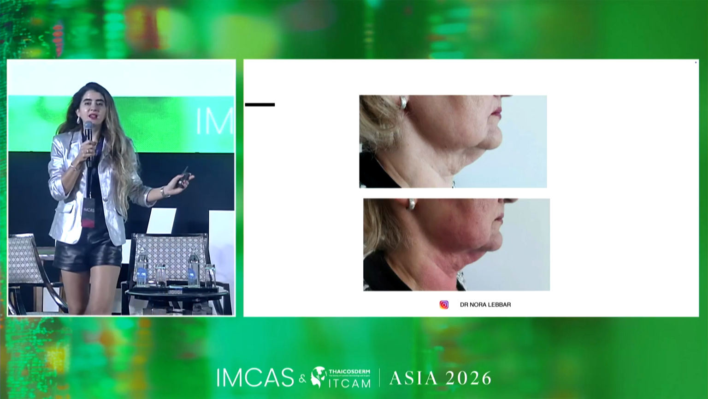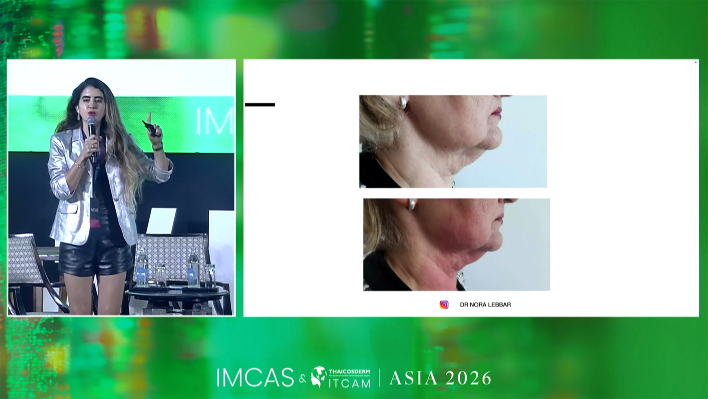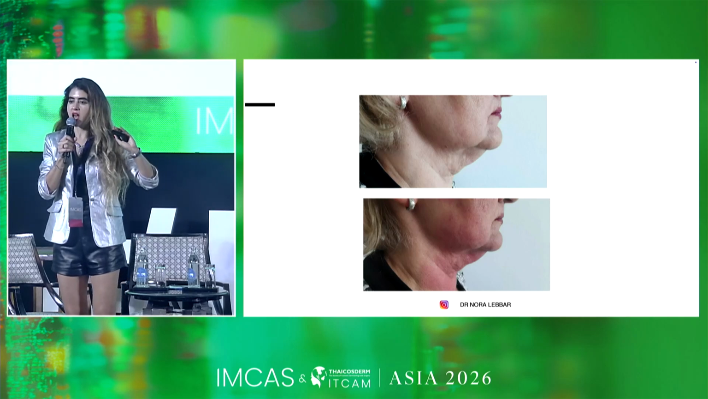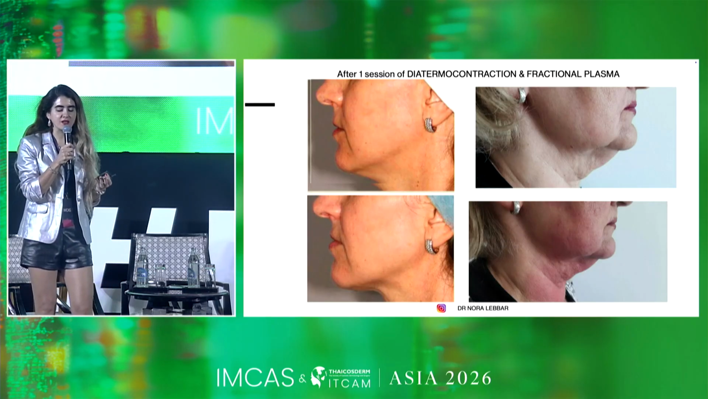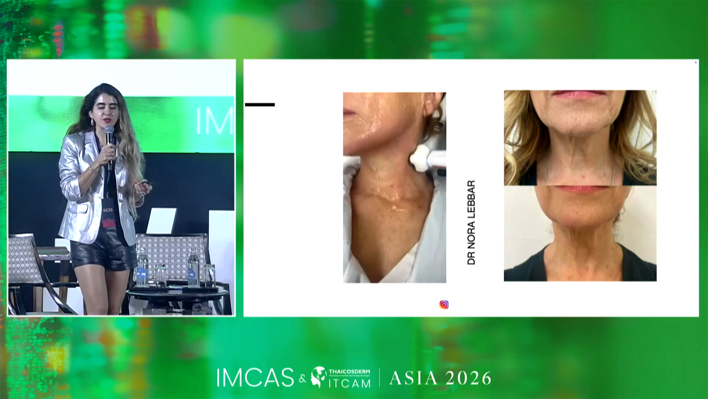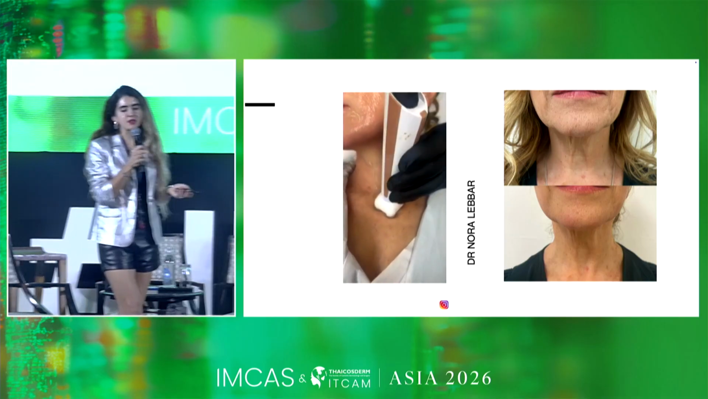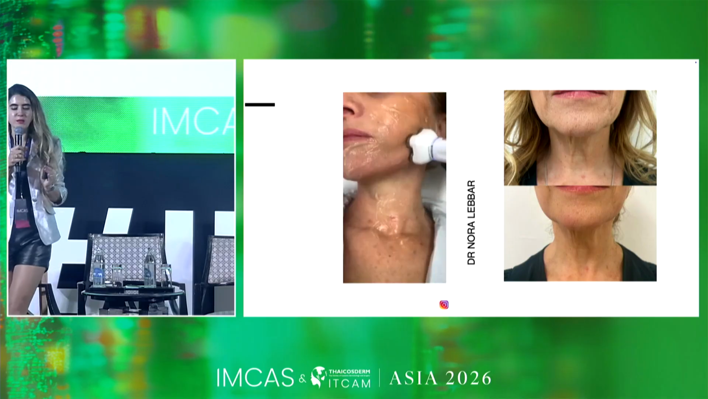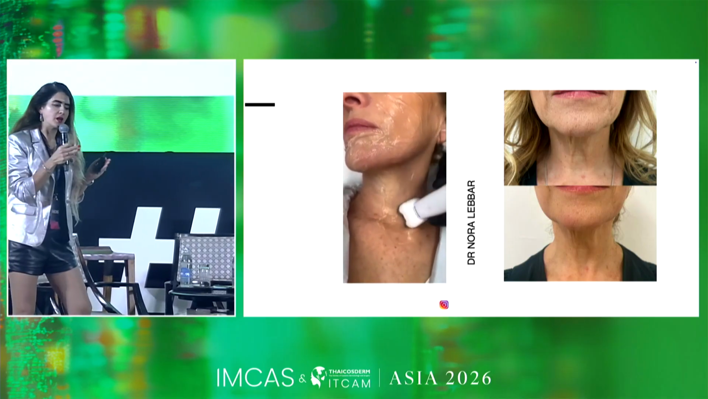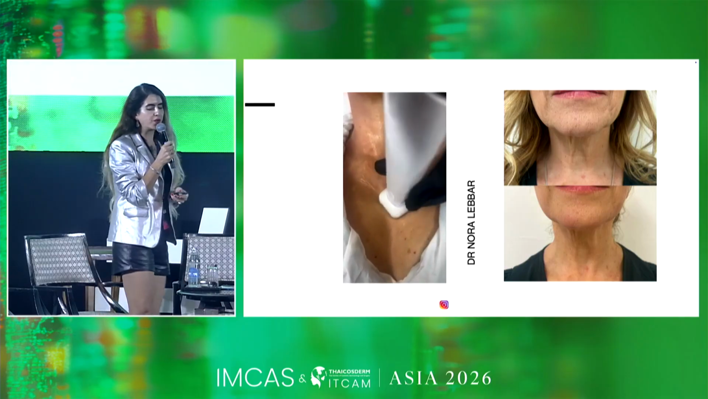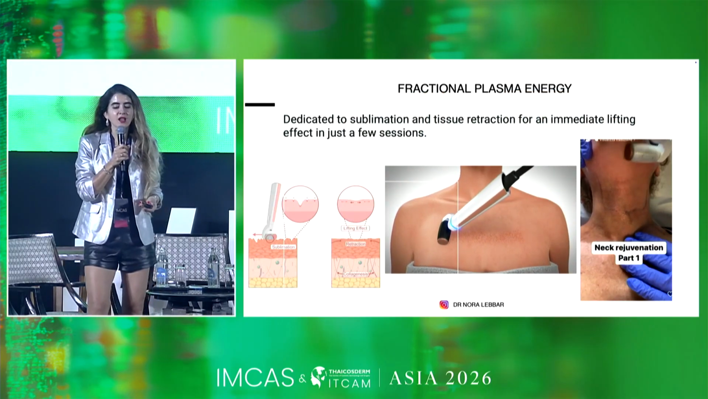Then, what about the neck? I showed you my 2 best treatments. The first one is botulinum toxin, to block the action of the platysma, which is the depressor muscle. The second, we can work on the skin texture, for example with fractional plasma. You can also start with diathermal contraction, with minimum radiofrequency, because you can choose the intensity of the radiofrequency, and then work with fractional plasma. As you see in that case, the results are really amazing.